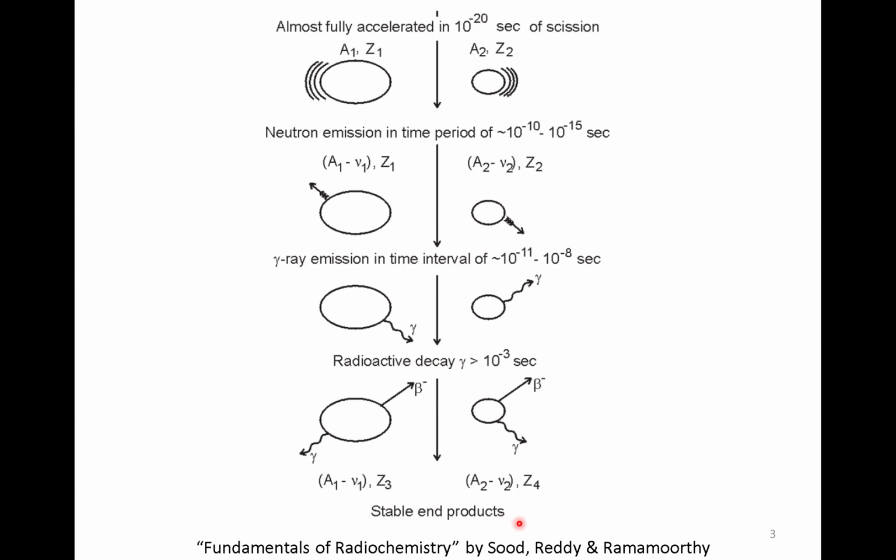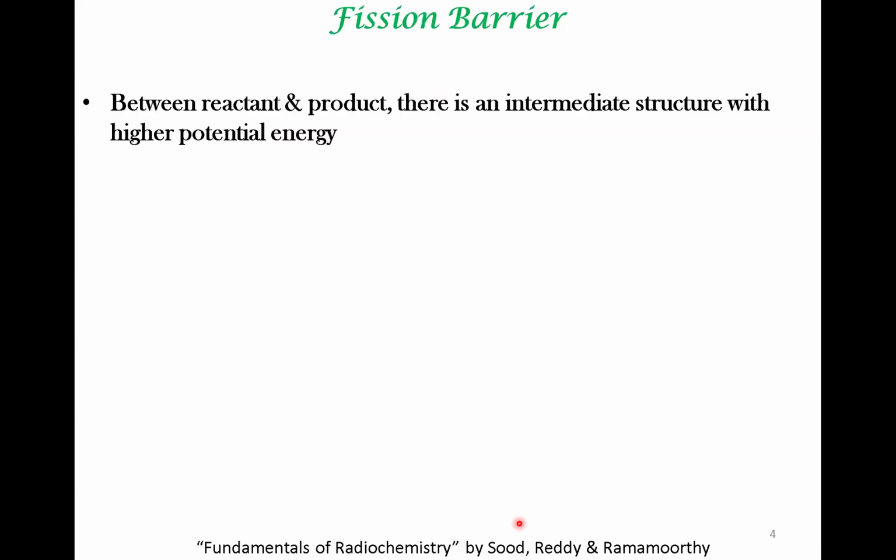So all these things are qualitative. Let's see what can be quantified using simple models. So the issue we will take up is the fission barrier. Like in a chemical reaction, when you go from a reactant to product, even when you have an exothermic reaction, there is an intermediate state which has higher potential energy.